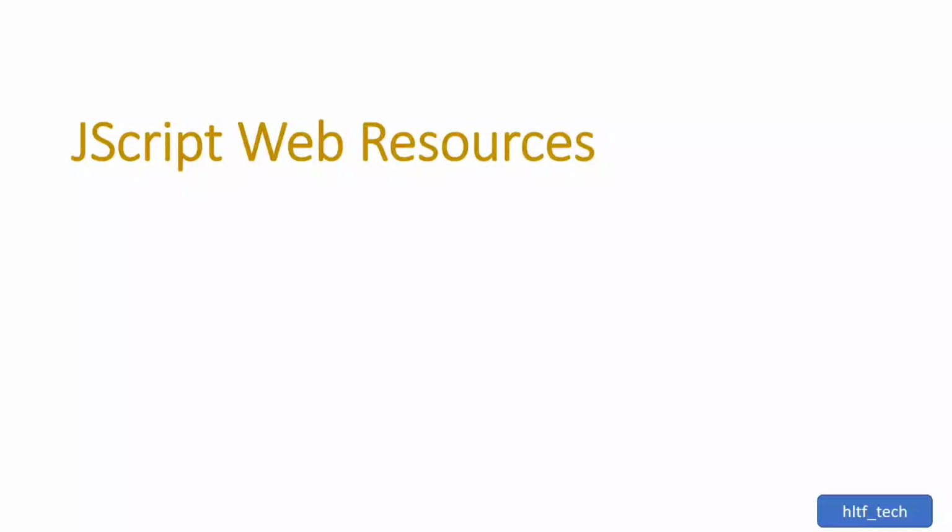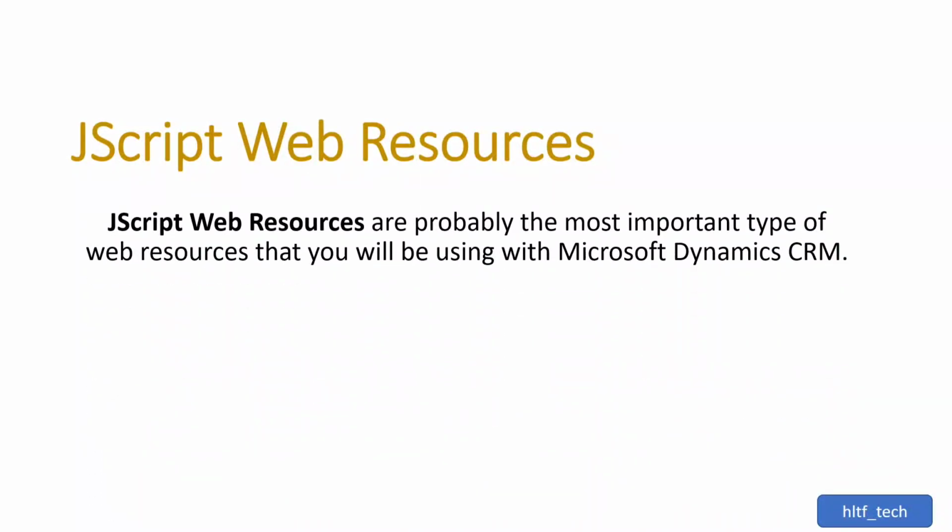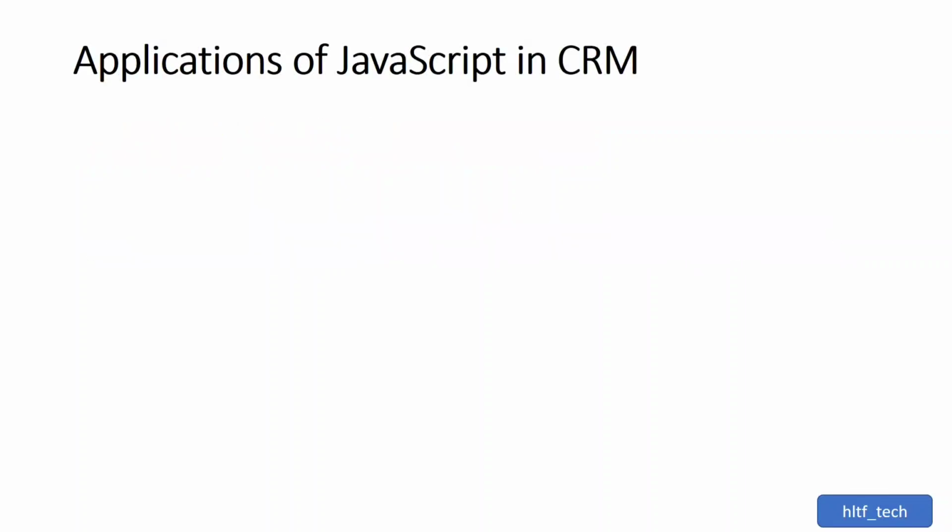Today we are going to talk about JavaScript web resources. In our previous video we saw what web resources actually are. We talked about three different scenarios for the understanding of beginners, so that we have a sound clarification of why web resources are used, so that we may proceed further. In this video, we are going to talk about JavaScript web resources, which are probably the most common and important type of web resources that you will be using in Microsoft Dynamics CRM in your professional life.